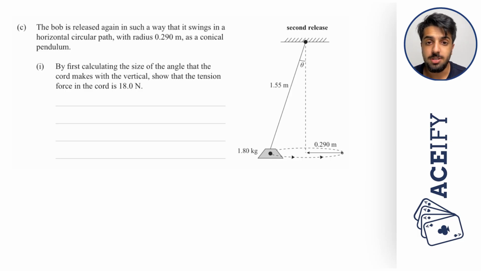Okay, so the bob is released again in such a way that it swings in a horizontal circle with a radius of 0.29 meters. By first calculating the size of the angle that the cord makes with the vertical, show that the tension force in the cord is 18 newtons.